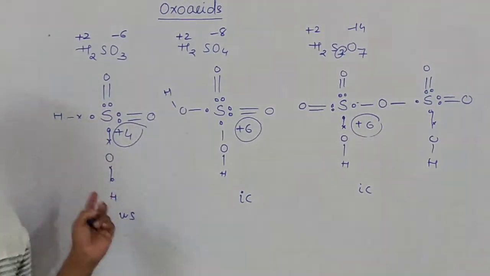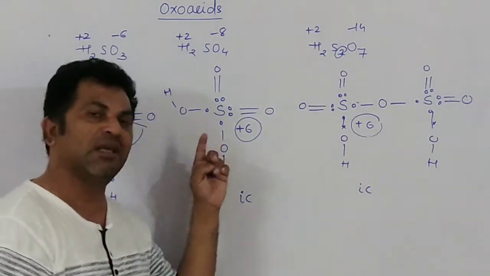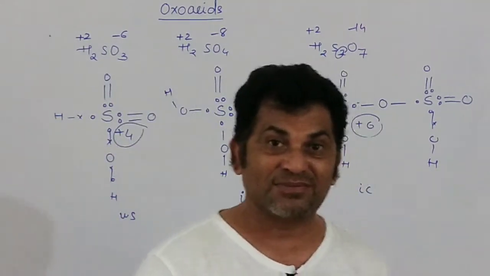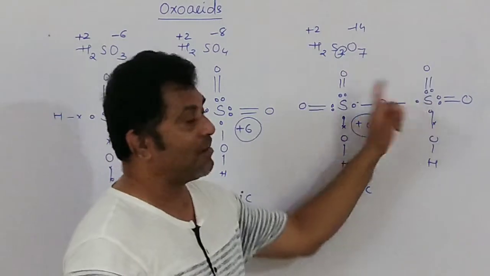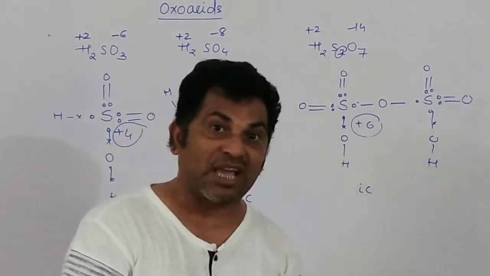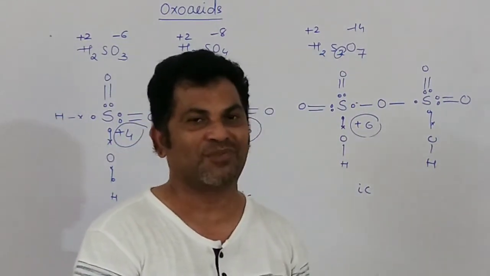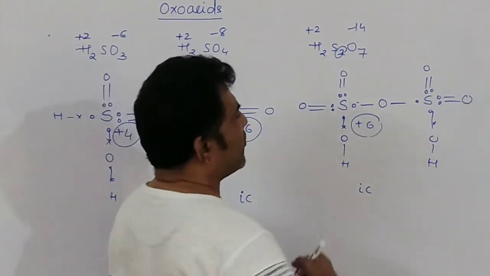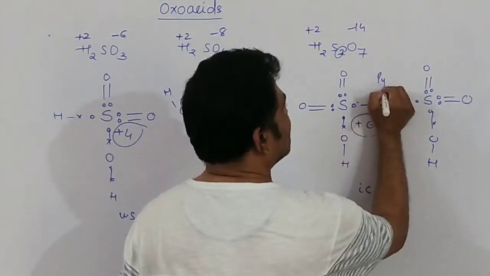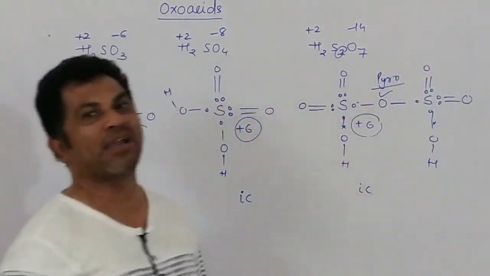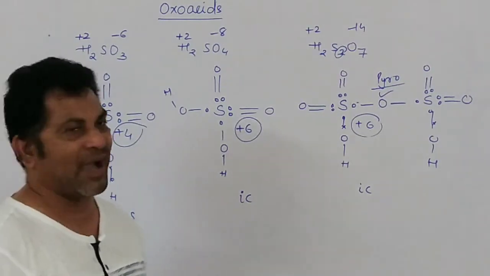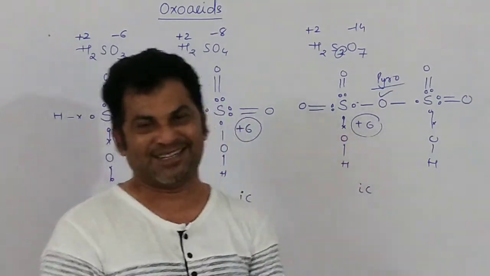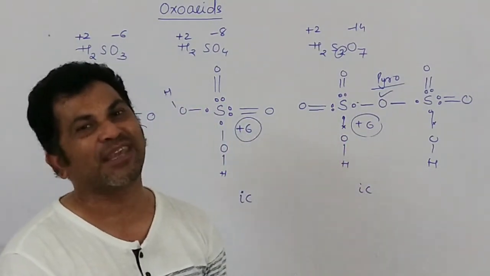So what is the name of this? Sulfurous acid. What is the name of this? Sulfuric acid. But what about this one? We would call it disulfuric acid since there are two sulfurs. No, not like this. Because one oxygen is in between, therefore we use this prefix "pyro". So this is the name of this: pyrosulfuric acid.